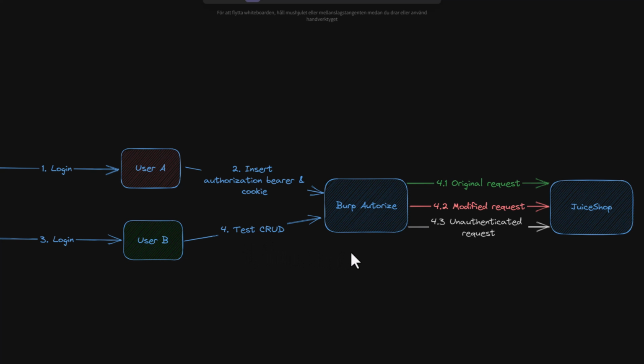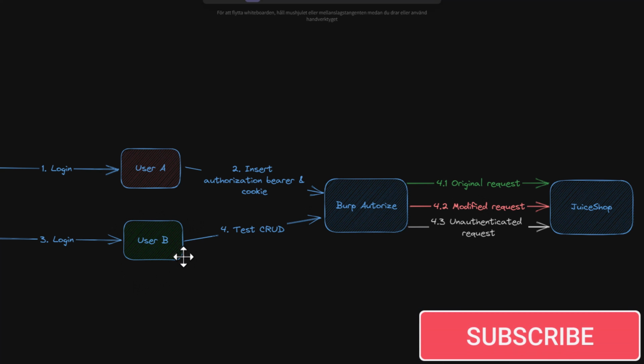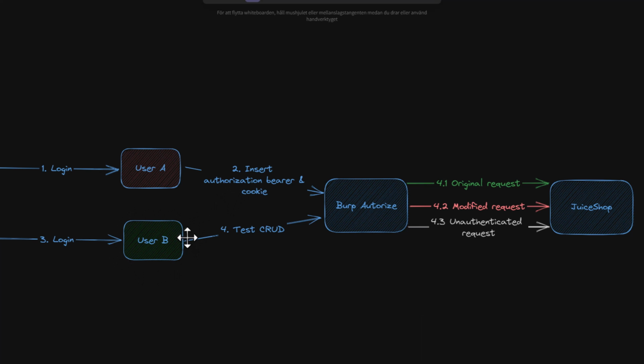In the next step, Burp Autorize will send three requests: the original, the modified, and the unauthenticated request. Now let's break it down. The original request is, as the name indicates, the request that belongs to user B, meaning the request that contains the authorization bearer and the cookie belonging to user B.